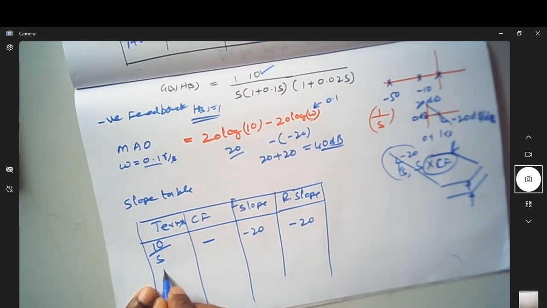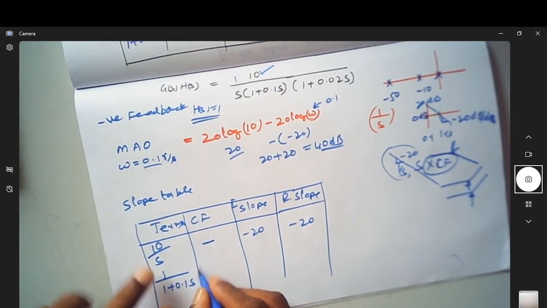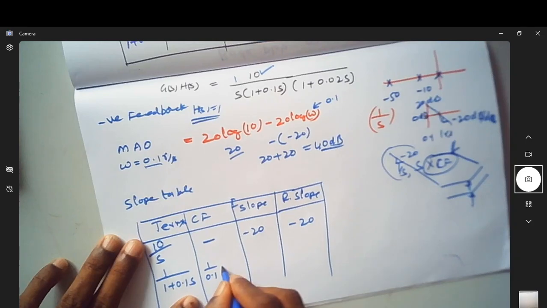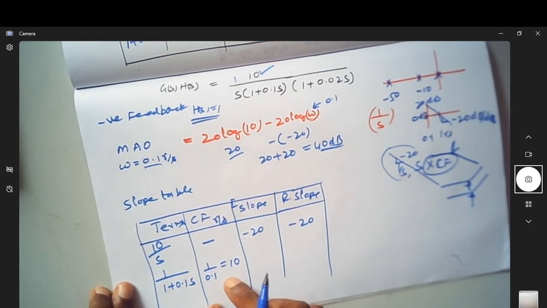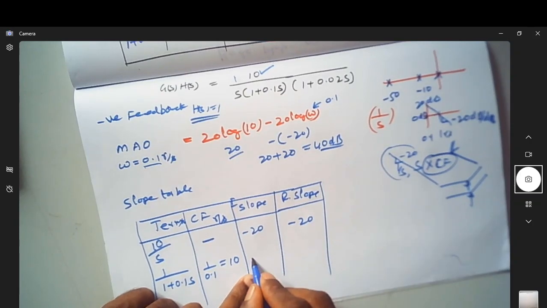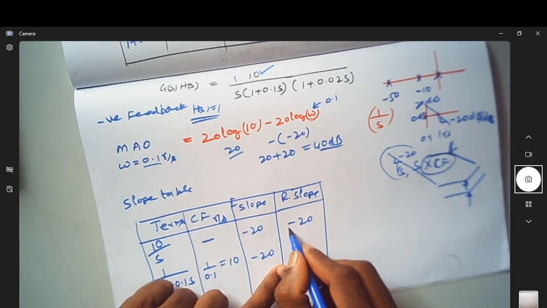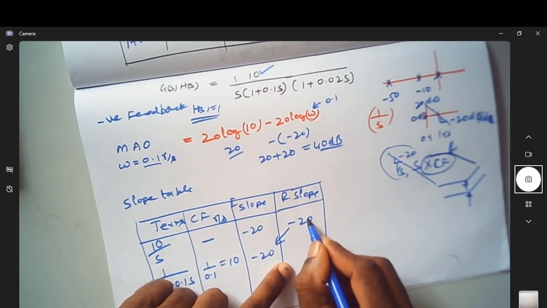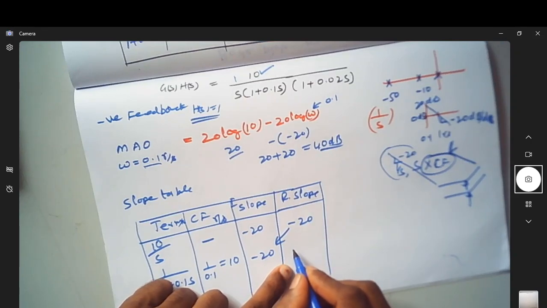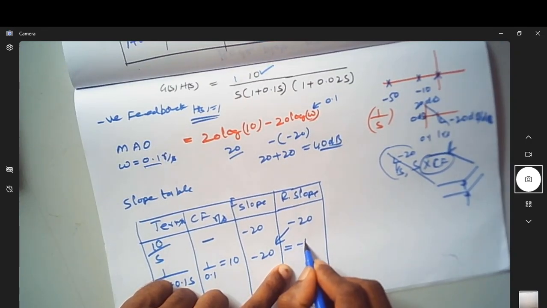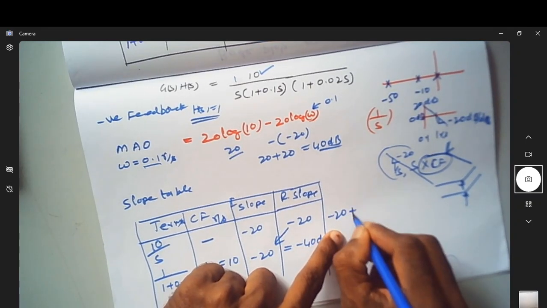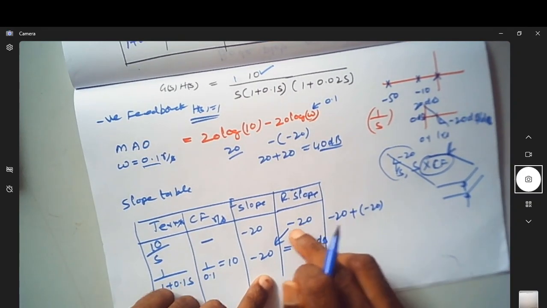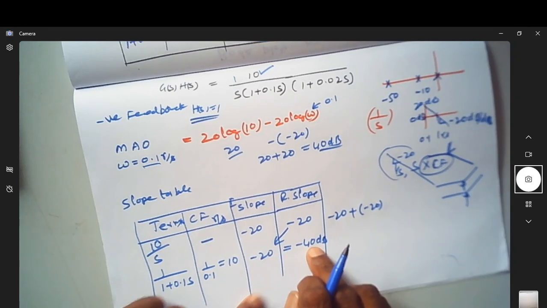Next term is 1 over 1 plus 0.1s. Its cutoff frequency is 1 over 0.1, which is 10 radian per second. So its slope after 10 radian per second is again minus 20. The resultant is the addition of the previous resultant slope and the present slope, that is minus 20 plus minus 20, so it is minus 40 dB.